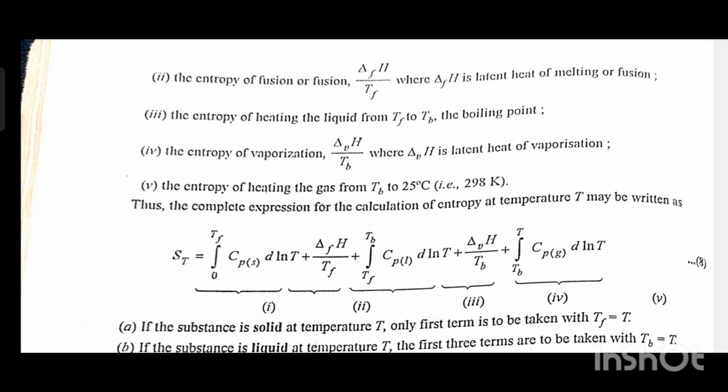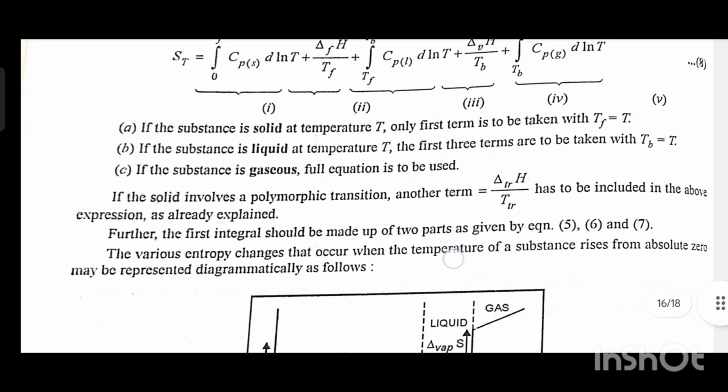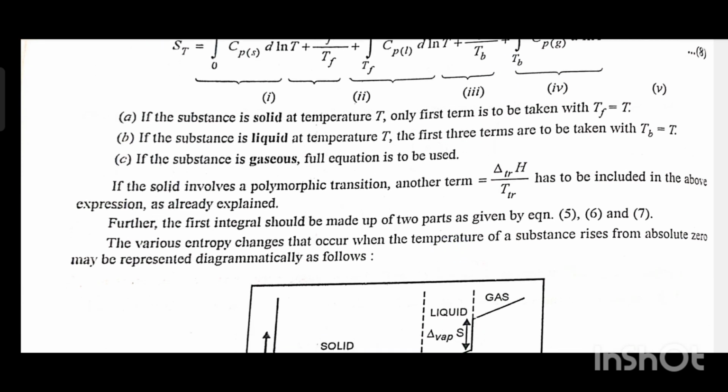Thus, the complete expression for the calculation of entropy at temperature T may be written as S(T) equals integral from 0 to Tf of Cp(s) d ln T plus delta Hf upon Tf plus integral from Tf to Tb of Cp(l) d ln T plus delta Hv upon Tb plus integral from Tb to T of Cp(g) d ln T. Equation 8. A. If the substance is solid at temperature T, only the first term is to be taken with Tf equal to T. B. If the substance is liquid at temperature T, the first three terms are to be taken with Tb equal to T. C. If the substance is gaseous, the full equation is to be used.